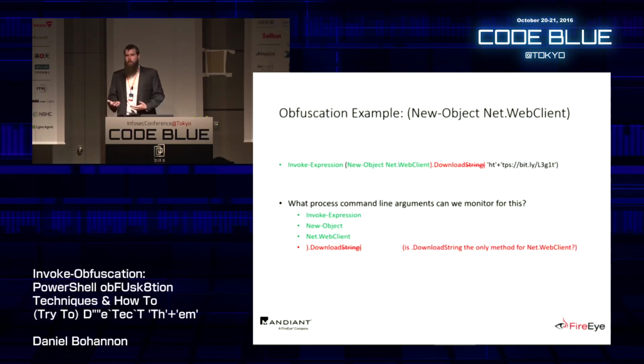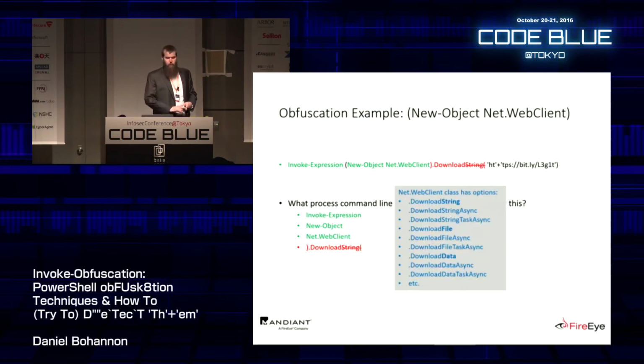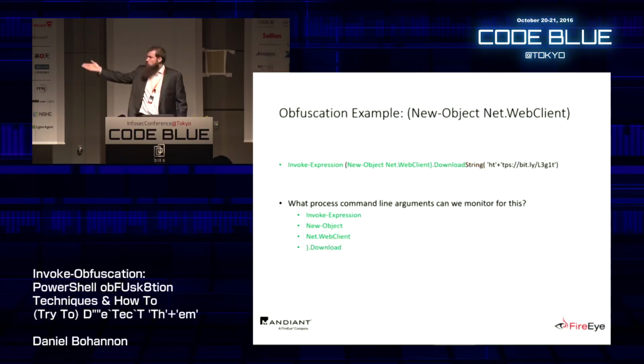Next, we have download string. This is a member of net.webclient. However, it's not the only member. It is the most common, but we've seen attackers use download string, download file, and even download data. And there's 9 that are listed right here, but there's actually even more. So again, we have to know our options. What is possible in the language itself? Are we looking for all of those options? So why don't we just say .download? We'll just take that as our indicator.